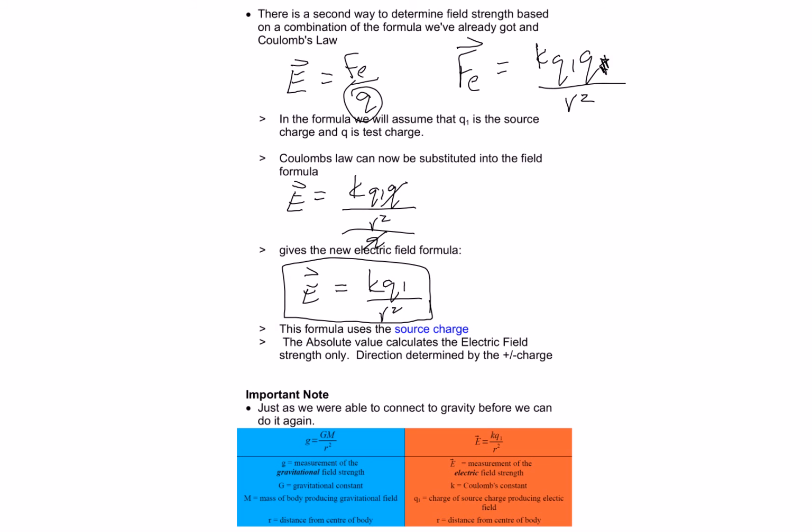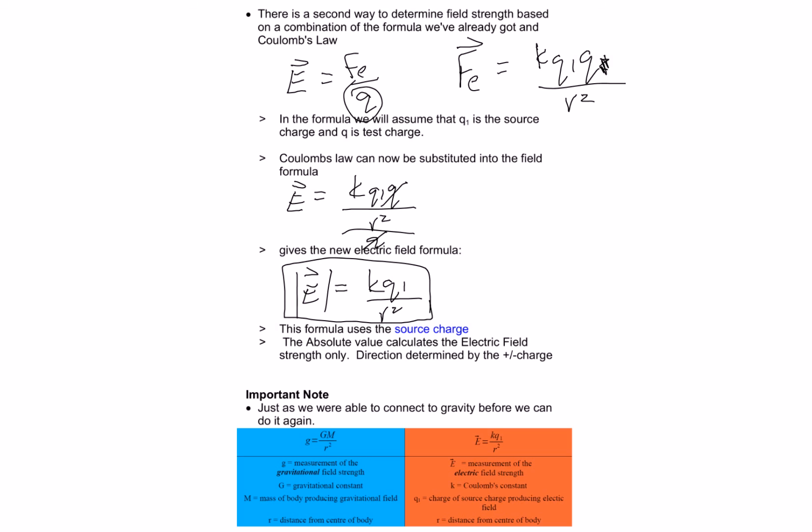The Q1 in this case is our source that's making the electric field, which in a lot of cases is easier. And on your formula sheet they actually have absolute values around it, which just means we don't worry about whether it's positive or negative charge. We just solve our answer and then we use the direction of the electric field to determine which way it would go. Let's compare it to gravity again because it is almost the same formula.